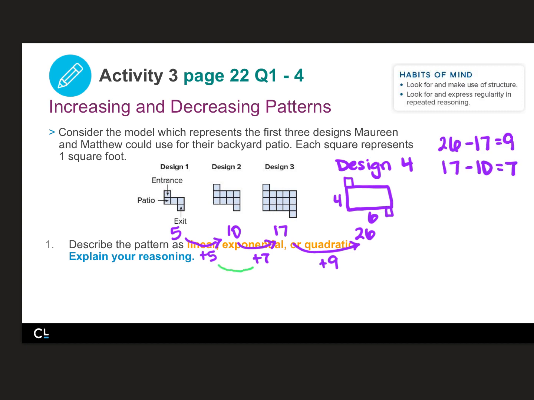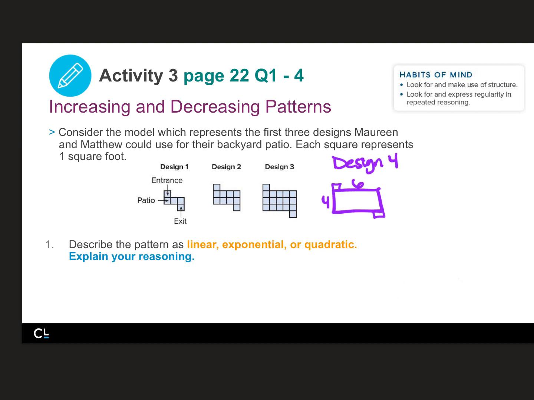So we're going to check and see if the differences have a common difference. The difference between 5 and 7 is 2, and the difference between 7 and 9 is also 2. Again, I could have subtracted to find those differences. So it looks like they do have a common second difference. So what that tells us is that this is a quadratic pattern. So a quadratic, again, will have a common second difference.